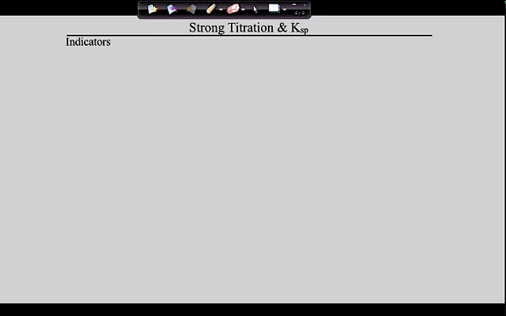Okay, so guys, first of all, indicators. The indicator that you've used in this class or during lab last year has been this stuff. Don't try to write any of this down. This is phenolphthalein. That is what a phenolphthalein molecule looks like. Now, first of all, when you're given a dropper of phenolphthalein in lab, what is the phenolphthalein dissolved in?